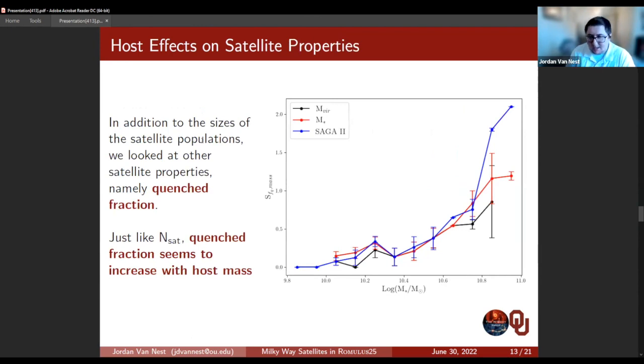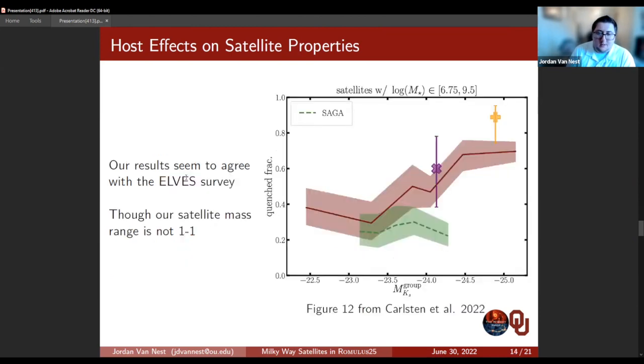Again, we utilize specific frequency. Here we're looking at the specific frequency of the quenched fraction, that is, what percentage of a host's satellites are no longer star forming, to see how that trends with host mass. And again, we're seeing a very strong trend with host mass, where more massive hosts tend to have a higher quenched fraction. This seems to be at least in good agreement with the ELVES survey.